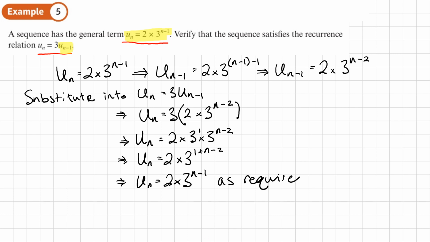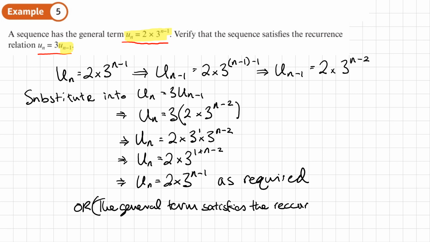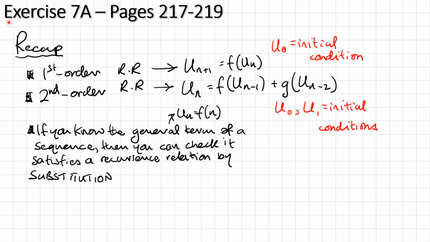Or we could say that the general term satisfies the recurrence relation. Yeah, so you could say this: the general term satisfies the recurrence relation. Let's spell recurrence correctly. Okay, there we go. So you should now be able to do exercise 7A on pages 217 to 219 of the textbook.